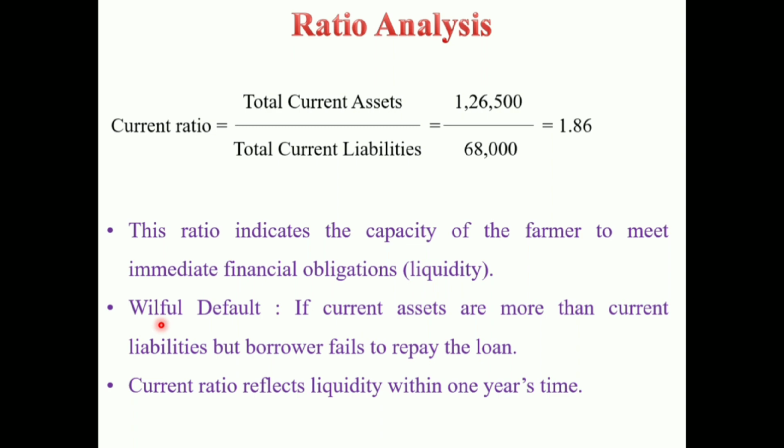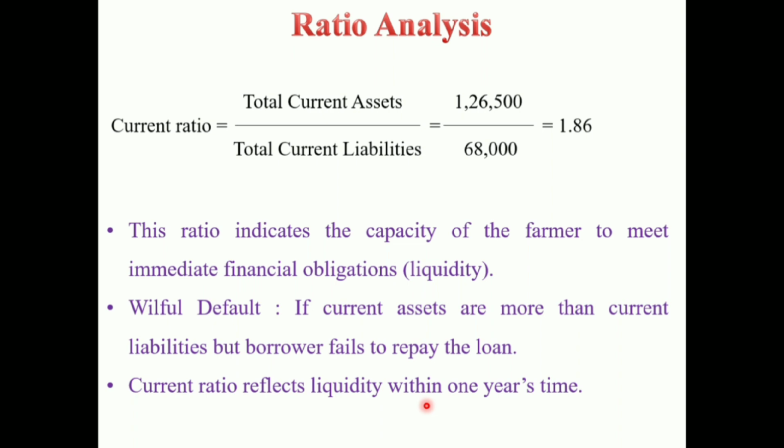Current ratio reflects the liquidity within one year's time, and if this ratio is more than 1, it indicates a good sign, meaning farmers are able to repay the immediate financial obligations or short-term loans in time. Current assets show the short-term liquidity position of the farmers. Current assets reflect the liquidity within one year's time.